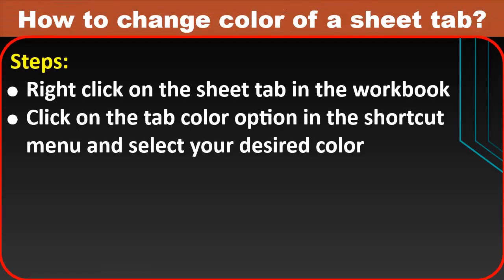Next, how to change the color of a sheet tab. What are the steps here? Again, right click on the sheet tab in the workbook, then click on the tab color option in the shortcut menu and select your desired color.